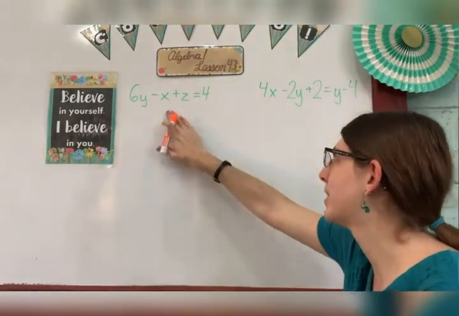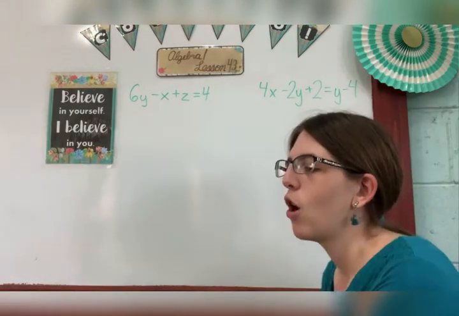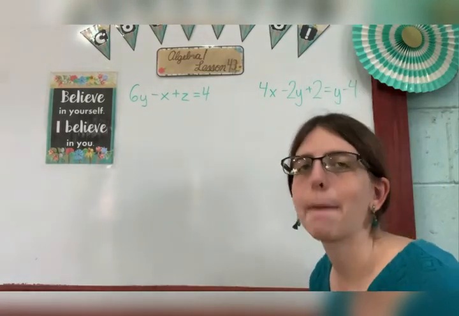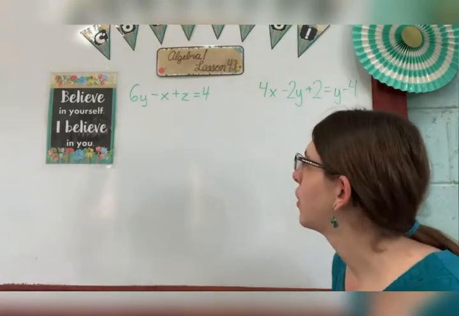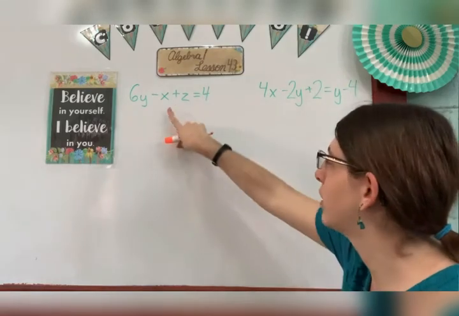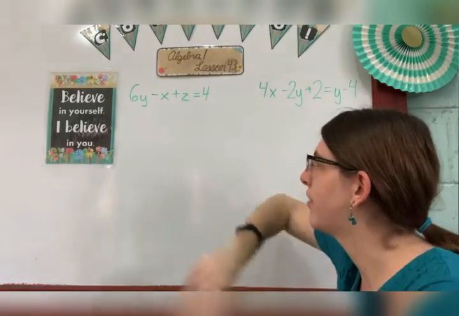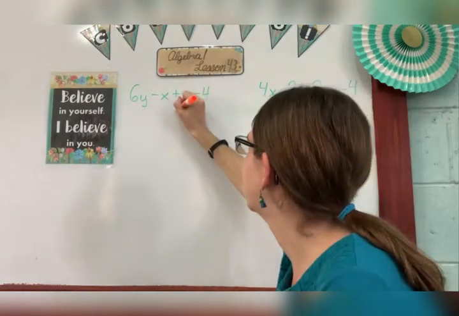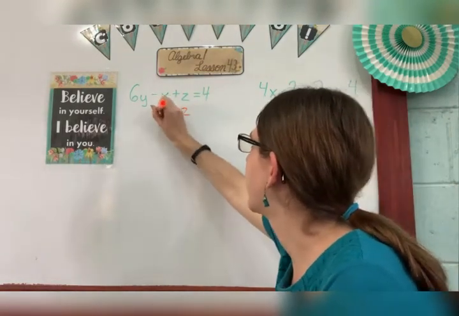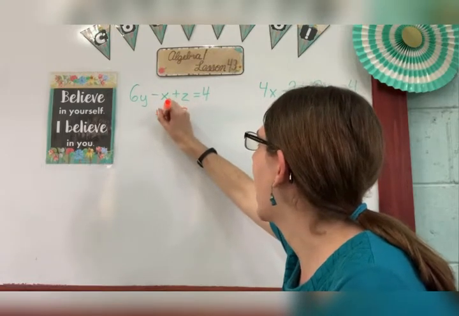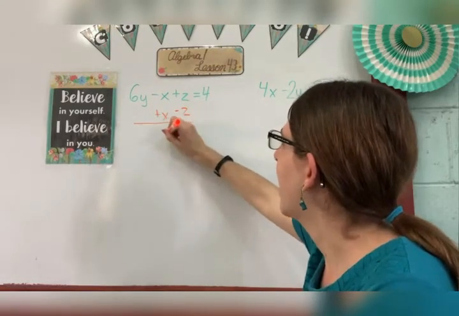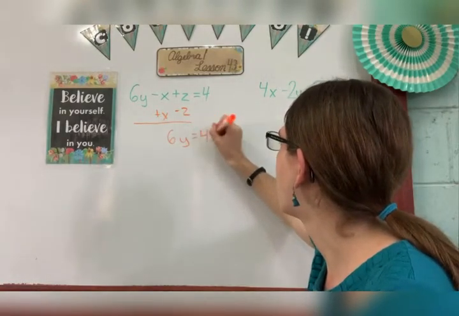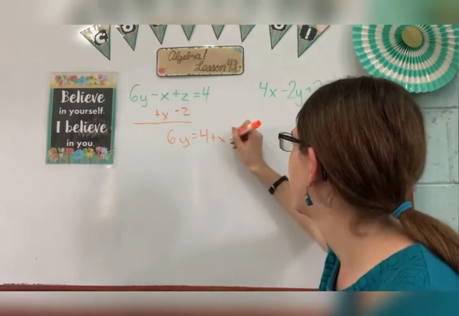6y minus x plus z equals 4. If I want to solve for y, that means I want to get y by itself. So the first thing I'm going to do is go from right to left. I'm going to get rid of my z by subtracting it, and I'm going to get rid of my x by adding it. So that leaves me with 6y equals 4 plus x and minus z.